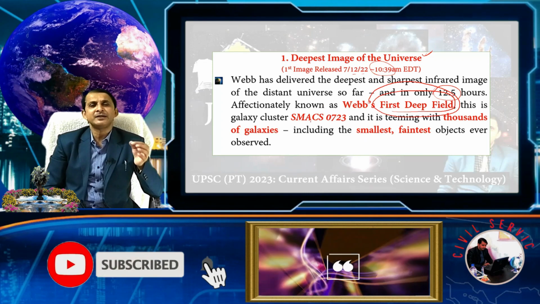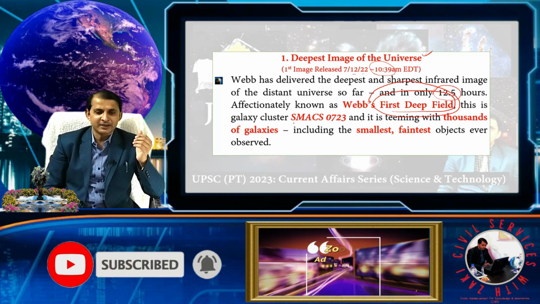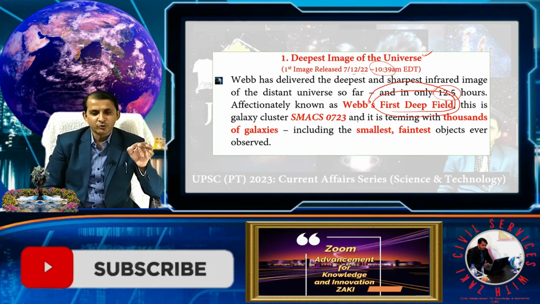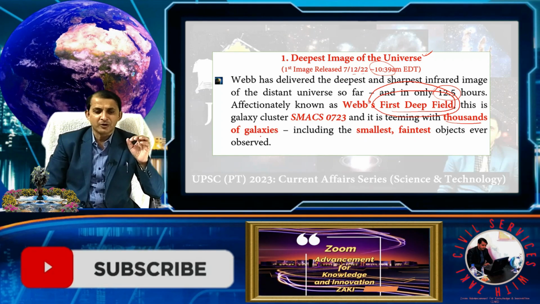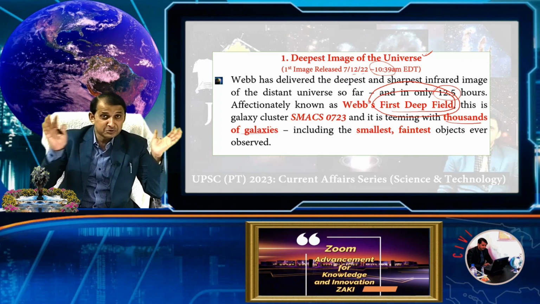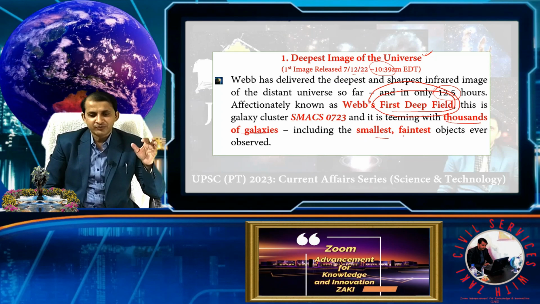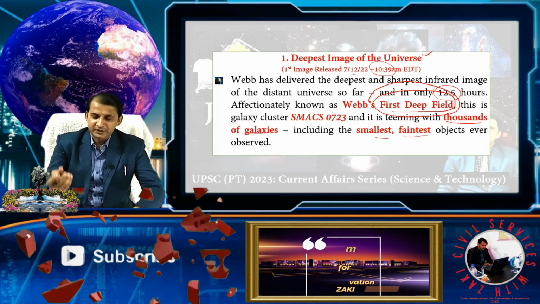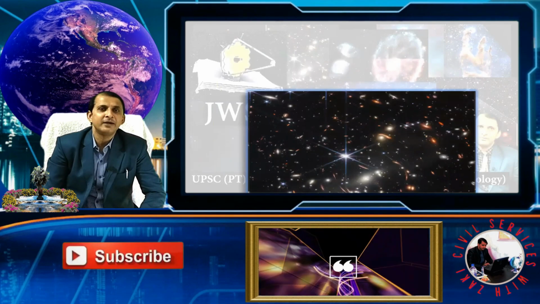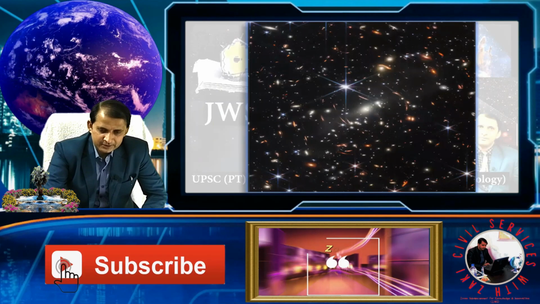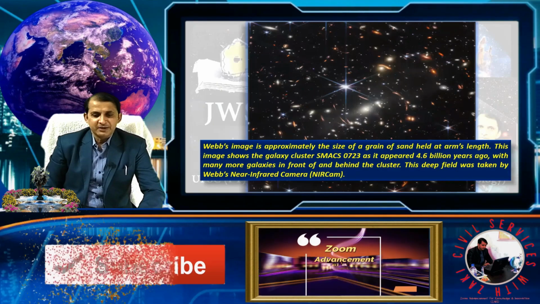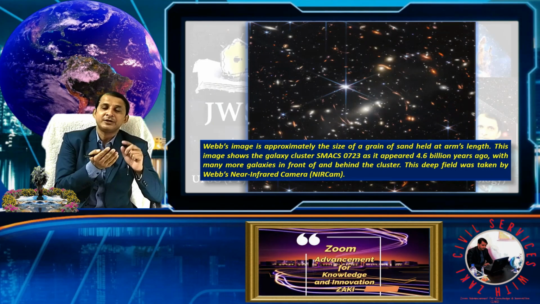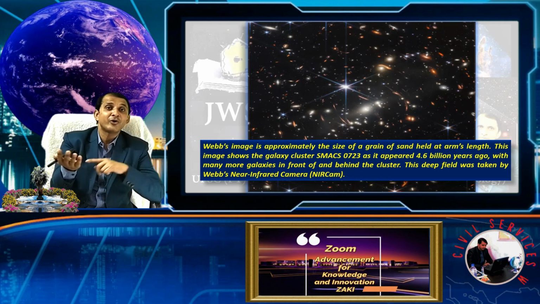This image shows a galaxy cluster known as SMACS 0723, and it's teeming with thousands of galaxies, not just one, two, three, four, but thousands, including the smallest, faintest objects ever observed. This deepest Webb image covers approximately the size of a grain of sand, taken in a corner of the sky. Imagine the size of a grain of sand on your arm.